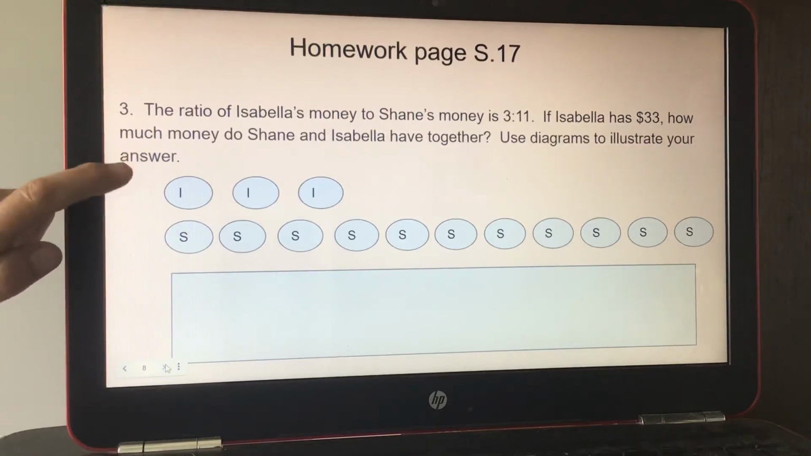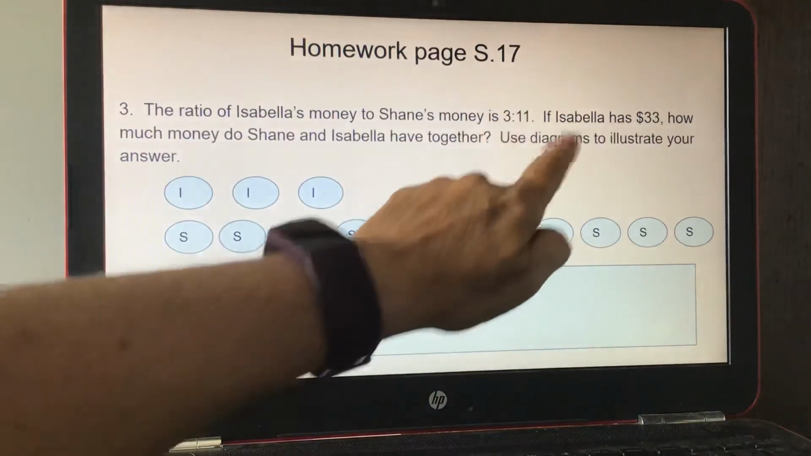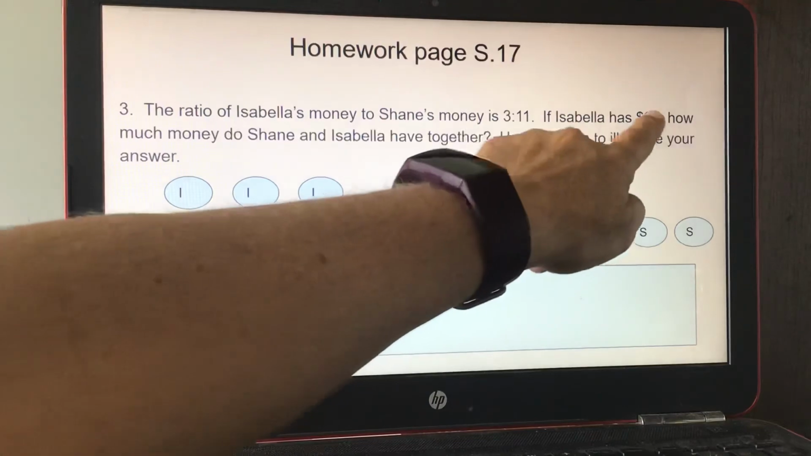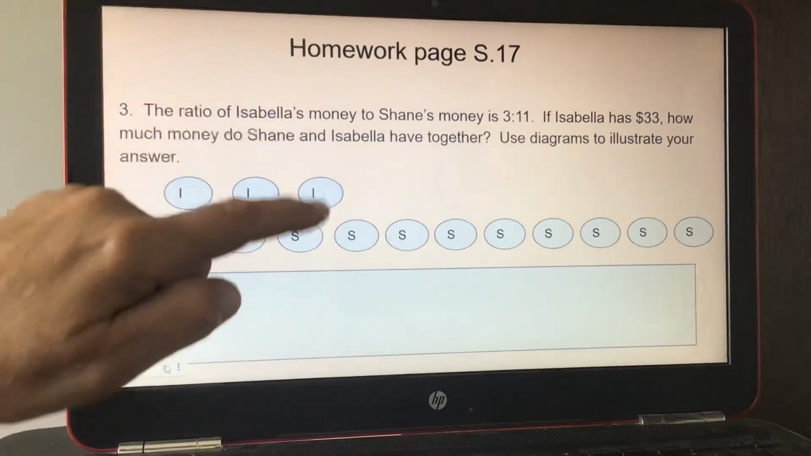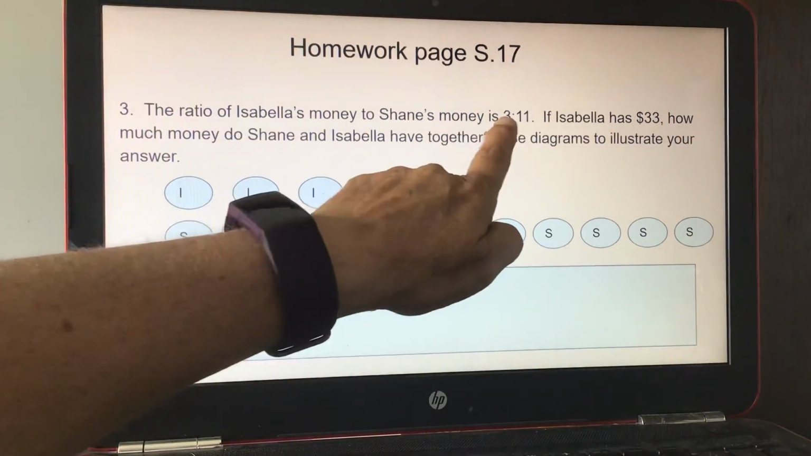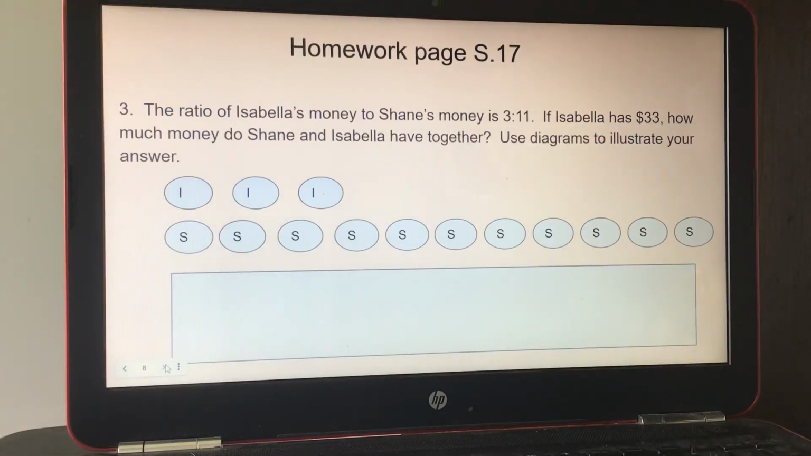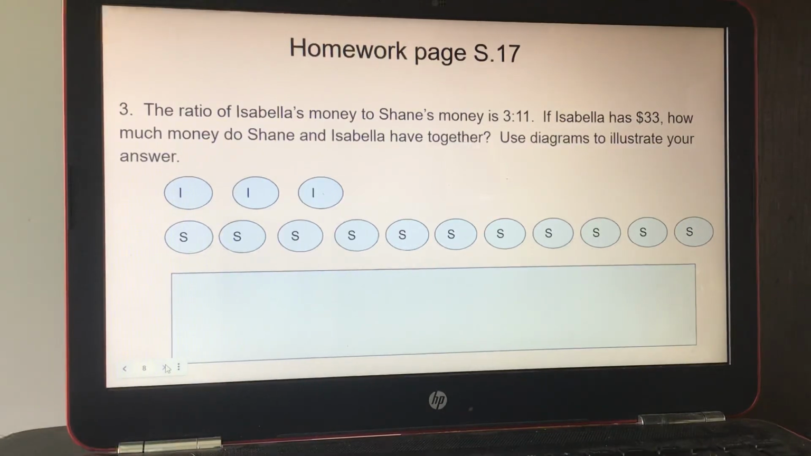So what would I have to multiply 3 by to get 33? Okay, Isabella is 3 to 11. So 3 times 11 would give me $33. Okay, so she would have $33. And then if I multiply 3 by 11, I also need to multiply 11 by 11. And that would give us 121 for Shane's. So it asks you how much they have together. So you have to add the 121 plus the 33 that Isabella has to get your answer.